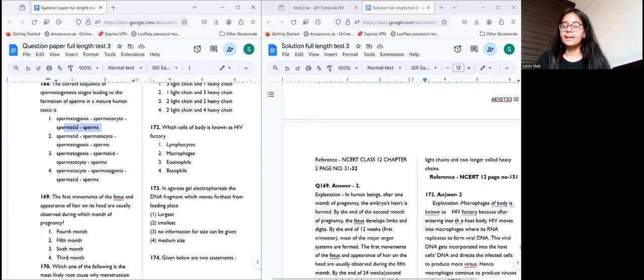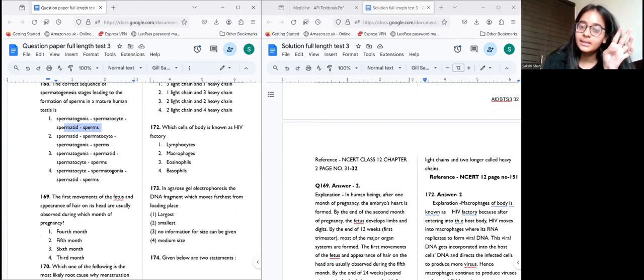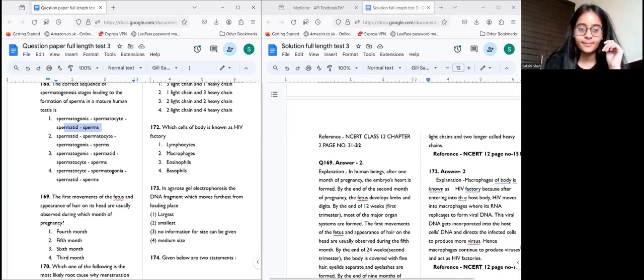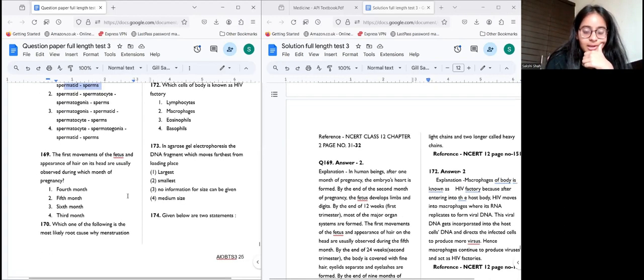Because in humans, the embryo's heart is formed, after which the limbs and digits are formed. And then at the end of the 1st trimester, meaning at the end of the 3rd month, most of the major organ systems are formed. So by the 5th month, the fetus has hair on the head and movements are observed. And what happens at the end of the 6th month? Then the body is covered with hair and the eyelashes are separate. So now for 170, what happens? The answer for the previous one was the 5th month.